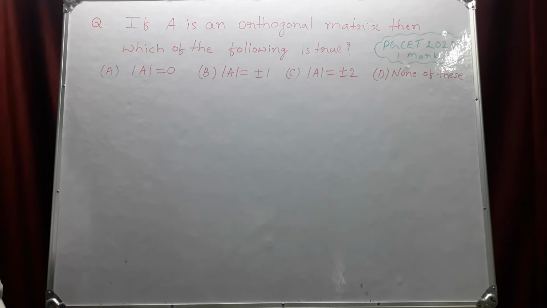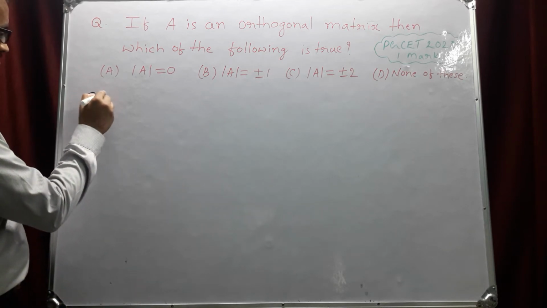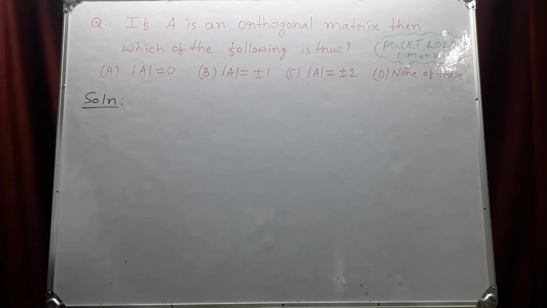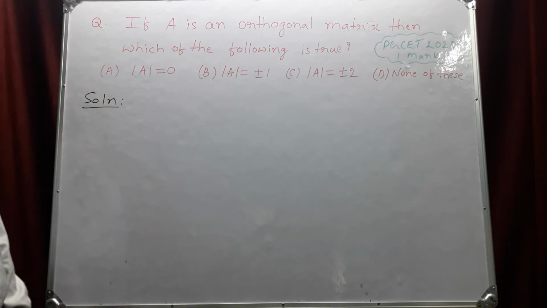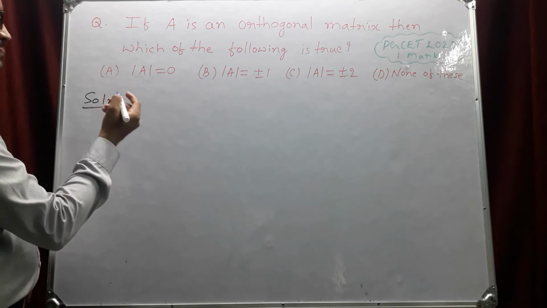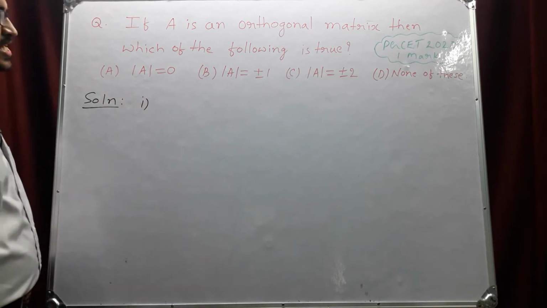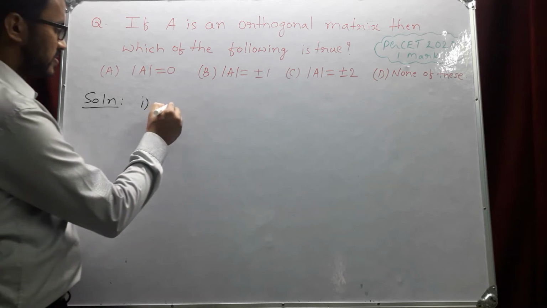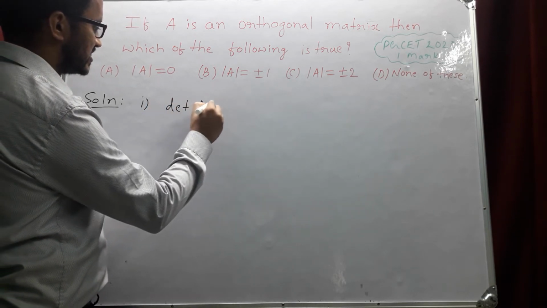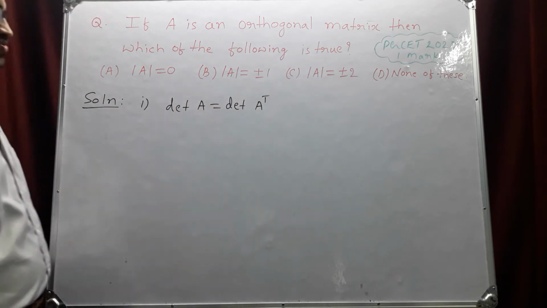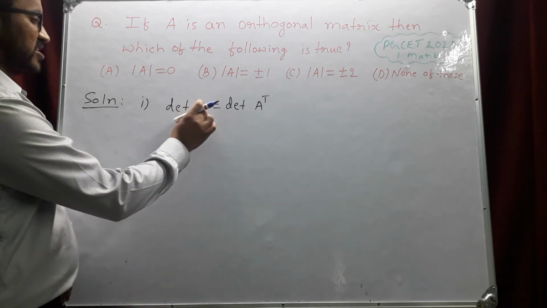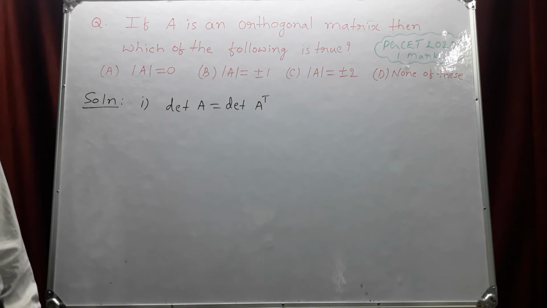This question was asked in PGCET 2020 for 1 mark. So let us see the solution. Before solving this problem, we should know some properties of determinants. The first property is, for any square matrix A, determinant of A is the same as determinant of A transpose. If you consider any square matrix A, its determinant is the same as the determinant of its transpose.